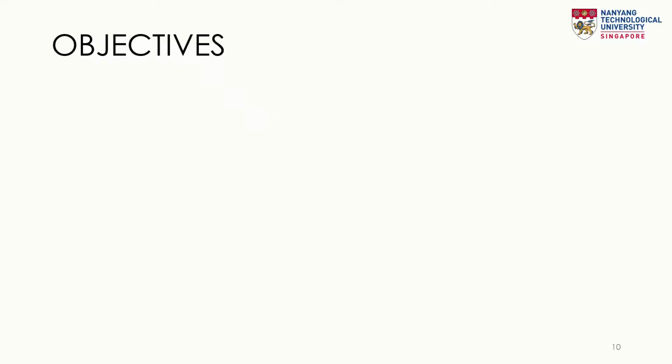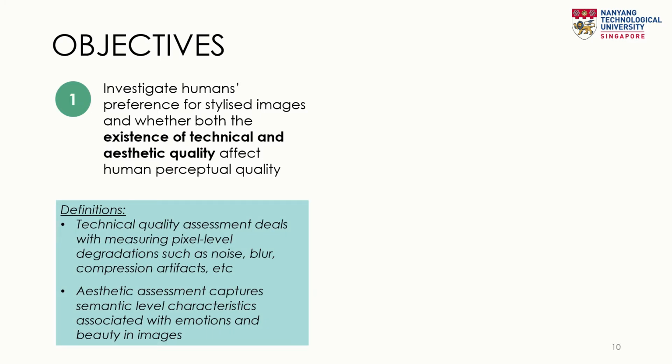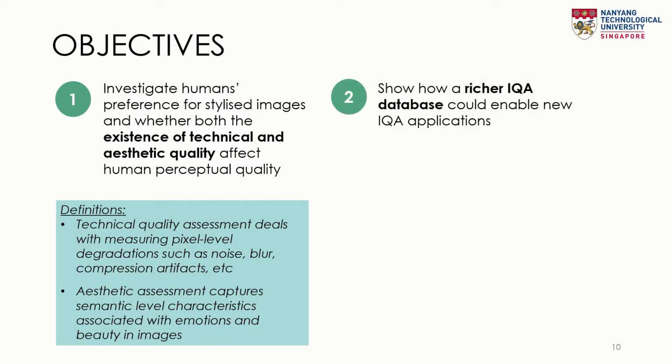After highlighting the research gap, our project aims to first investigate humans' preference for stylized images and whether both the technical and aesthetic quality affect human perceptual quality. Technical quality assessment deals with measuring pixel-level degradations like JPEG compression, while aesthetic assessment captures semantic-level characteristics associated with emotions and beauty in images. Second, to show how a richer IQA database could enable new IQA applications.